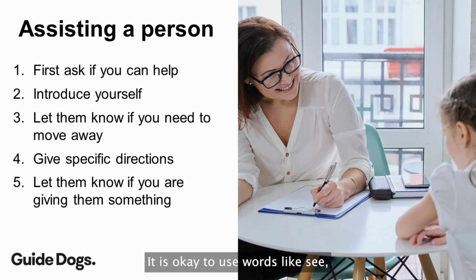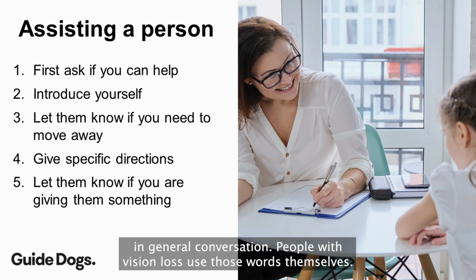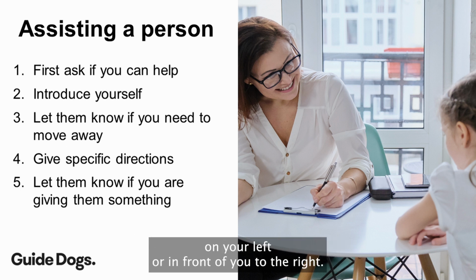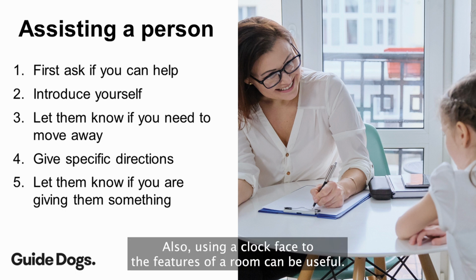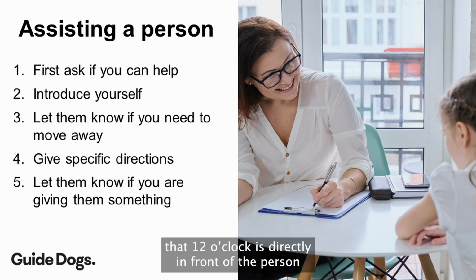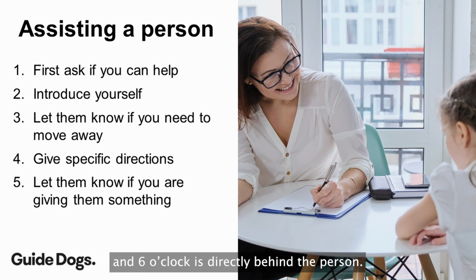It is okay to use words like see, look, and watch in general conversation. People with vision loss use those words themselves. If you're giving directions, use phrases like behind you on your left or in front of you to the right. Also, using a clock face to describe the features of a room can be useful. For example, the door is to your right at 2 o'clock. Remember that 12 o'clock is directly in front of the person and 6 o'clock is directly behind the person.